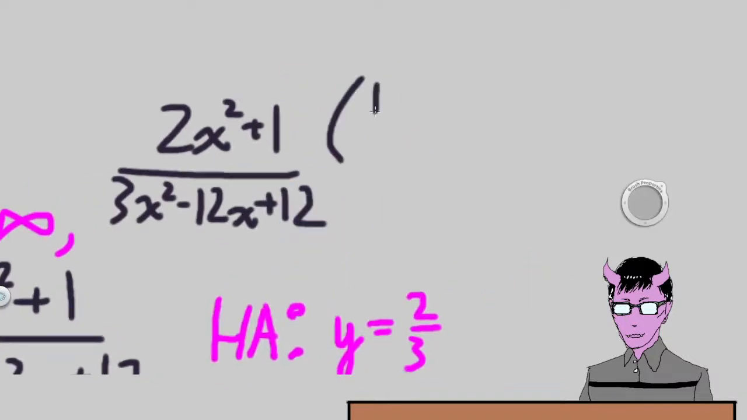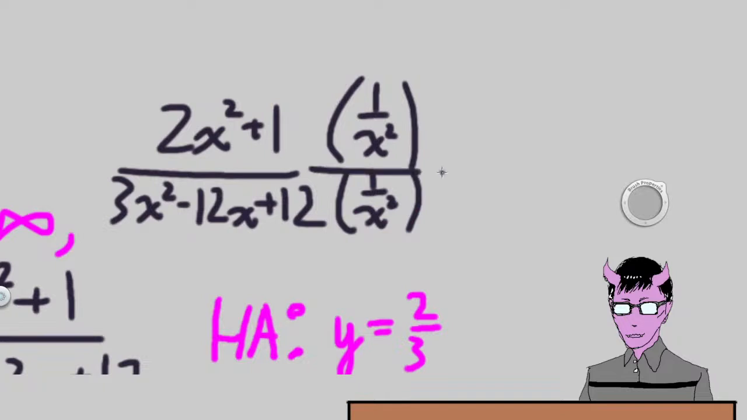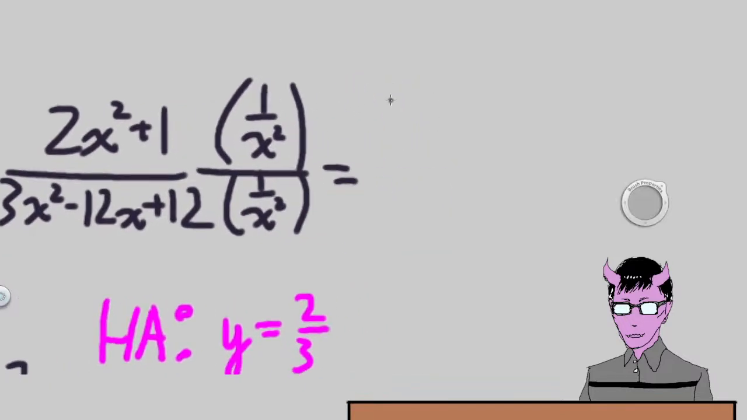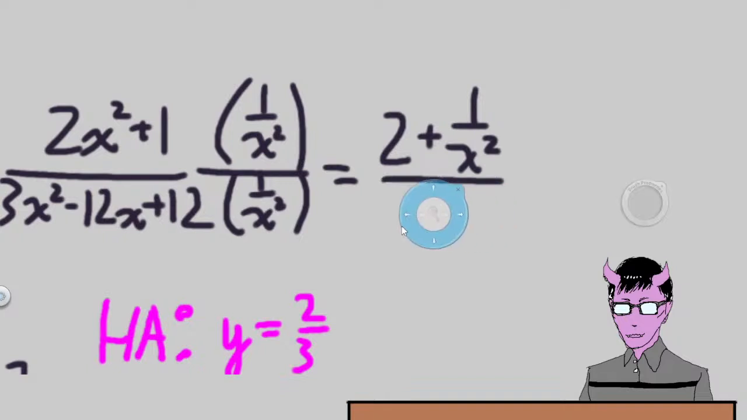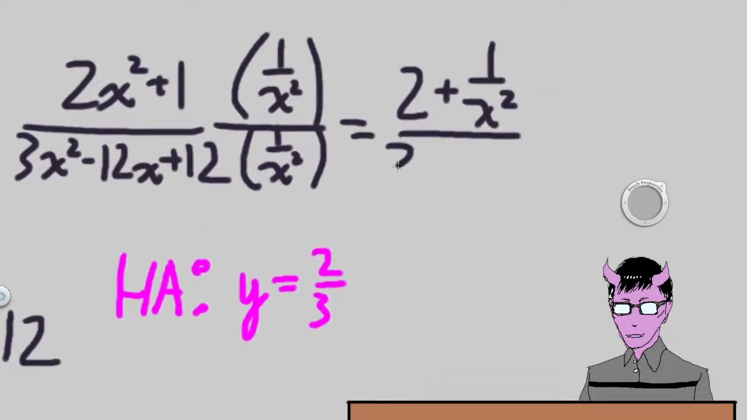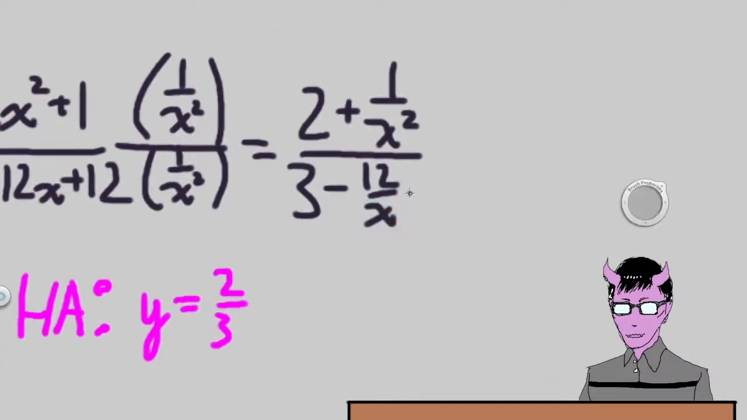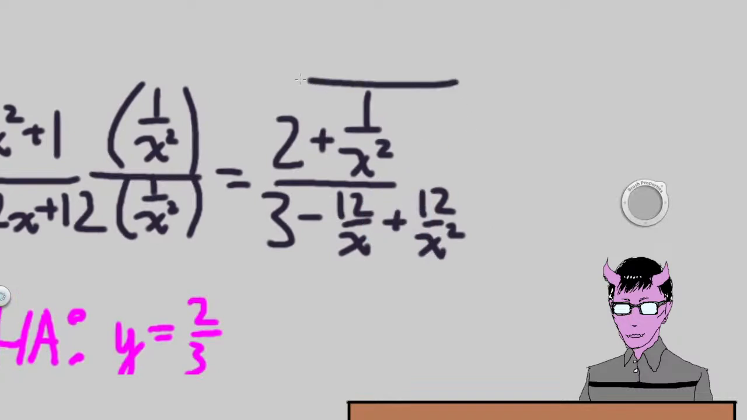Okay, we can multiply top and bottom by 1 over x squared. I don't think this helps. Does it? Let me see. Again, don't worry about this. If you're watching this on the VOD, just ignore this. We'll skip over this. All over 3, and then minus 12 over x plus 12 over x squared.